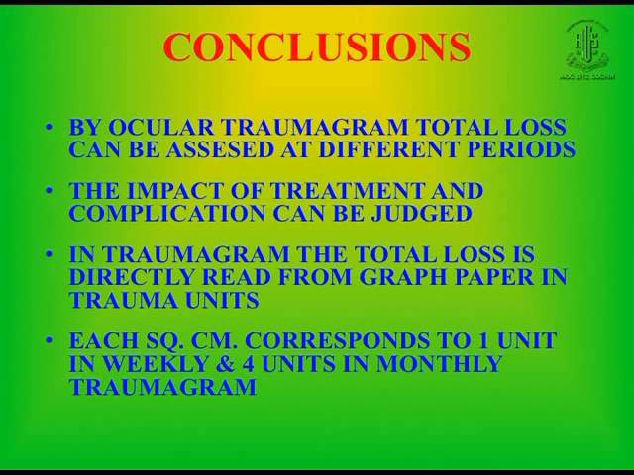To conclude, by the ocular traumagram, total loss can be assessed in different persons at different times. The impact of treatment and complications can be judged. In the traumagram, the total loss is directly read from graph paper in trauma units. Each square centimeter corresponds to 1 unit in a weekly and 4 units in a monthly traumagram.